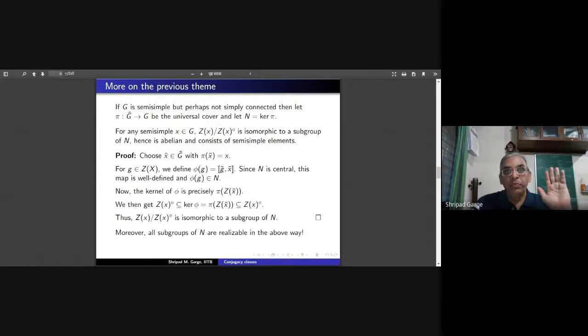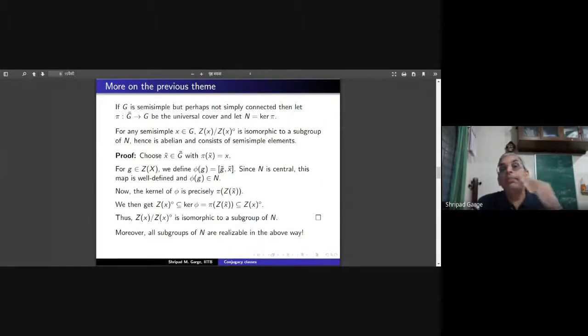Okay. So for instance, if you were looking at SL2, and SL2 is simply connected. So suppose you look at PSL2 and assume characteristic is not 2, then you have this universal double cover. The capital N will have order 2. Then you know that any semi-simple centralizer can have at most 2 components.